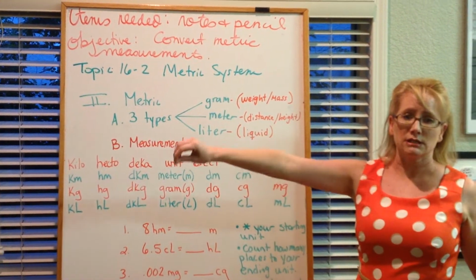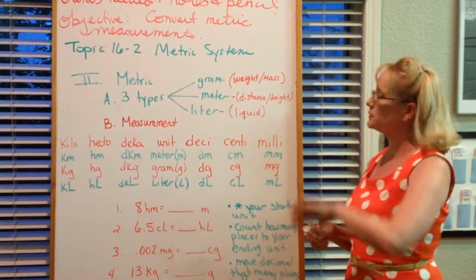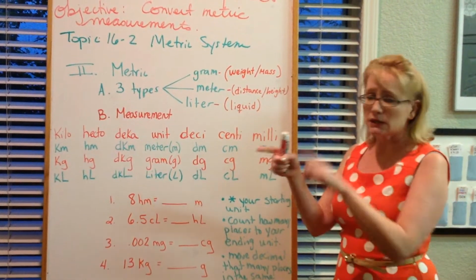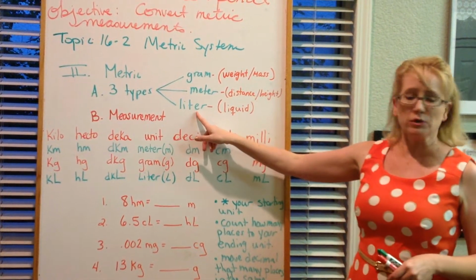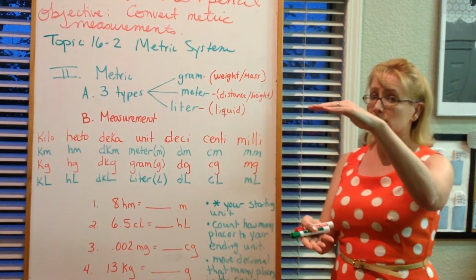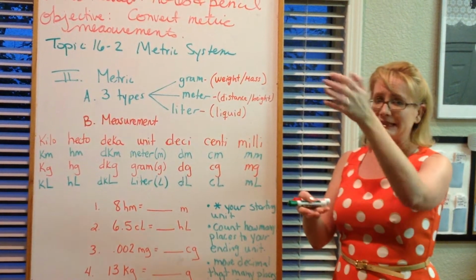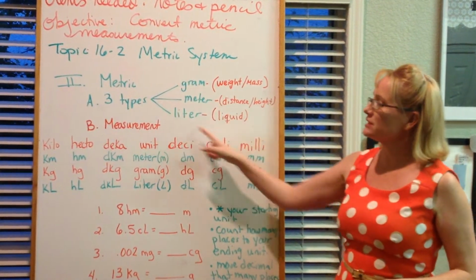Meters when you're going to use your distance. How far is it from here to Disneyland? How far is it from here to the bathroom? How far is it from here to here? That's your distance. You're going to measure height. Liter is when you're measuring liquid. You know when you go to the grocery store and you get those 2-liter bottles? That's 2 liters. That's why they're called that. Okay. So these are the different types.